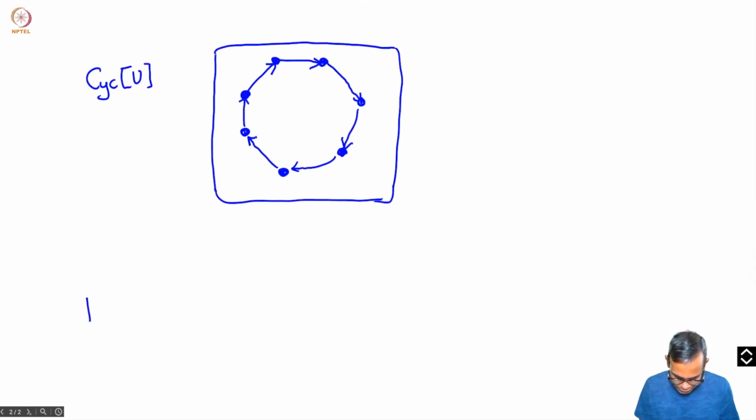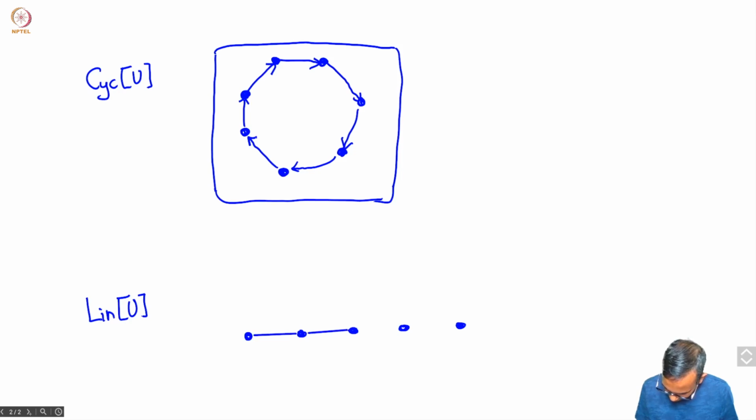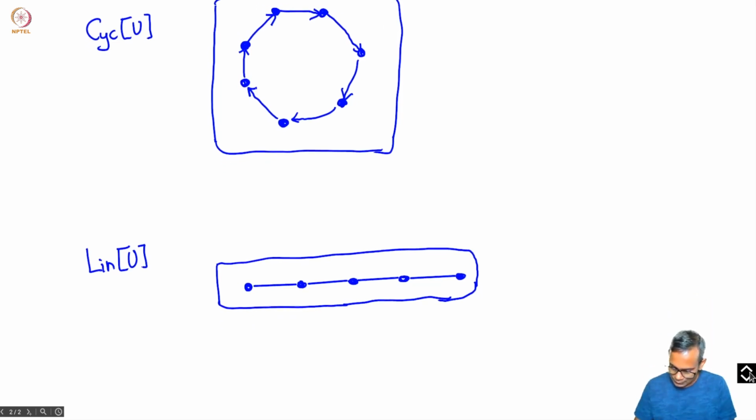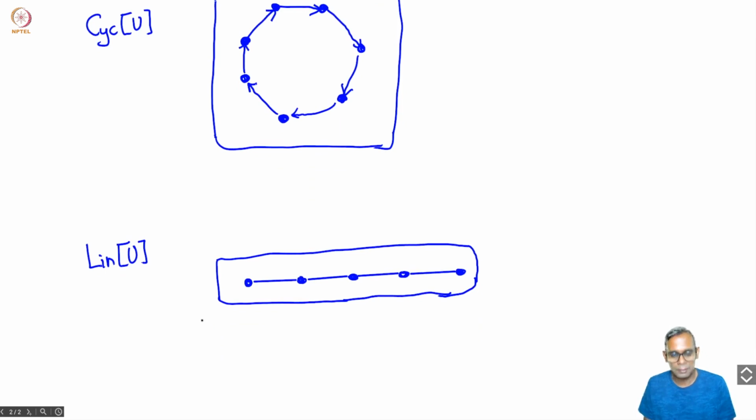So I want to introduce a species just by drawing a picture, and I'll call it lin U. What it is, I have a bunch of points, and I just have... okay, so what does this picture suggest? This picture suggests that you put the structure of a line graph on U.